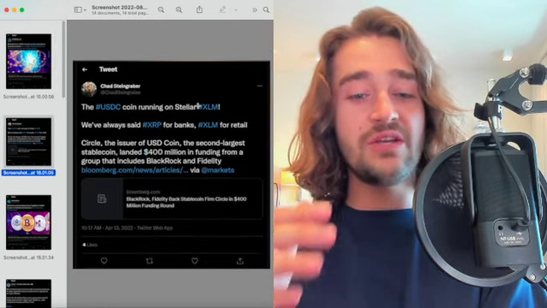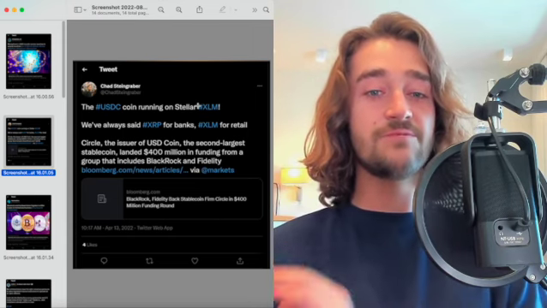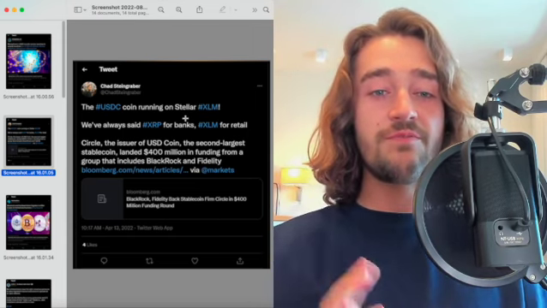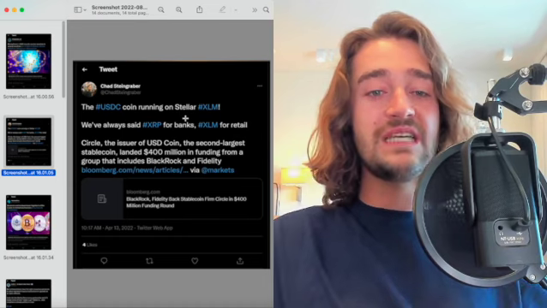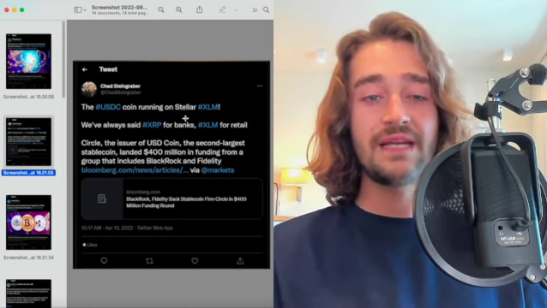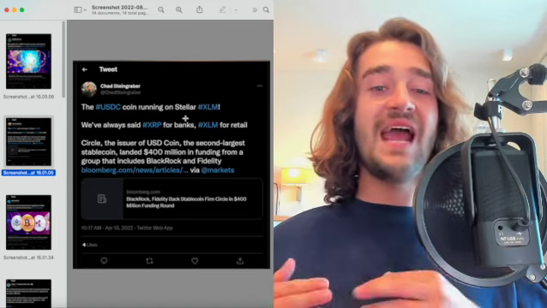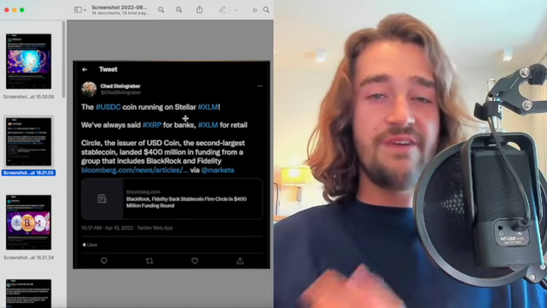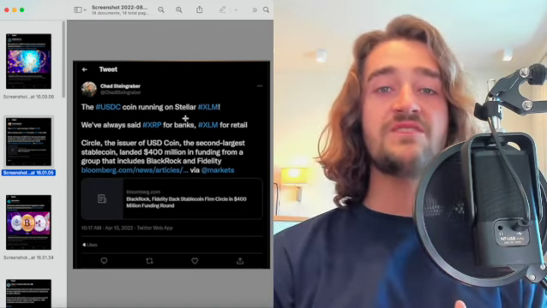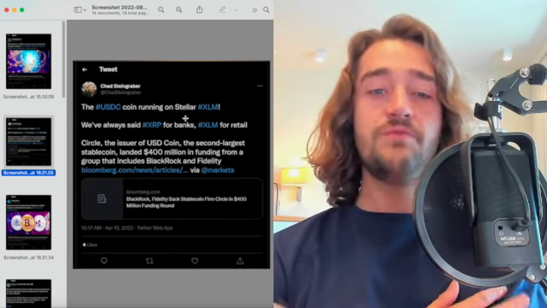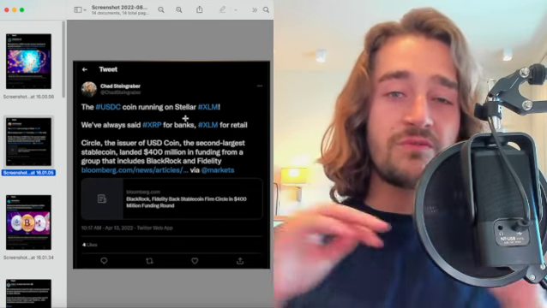Another one is that the USDC, guys, is running on Stellar. A lot of people don't know that, but the USDC coin is running on Stellar, on XLM, and we've always said that XRP is for banks, but XLM is for the retail. Think of it that way, guys. XRP is for B2B, XLM is for B2C. So they don't compete with one another.